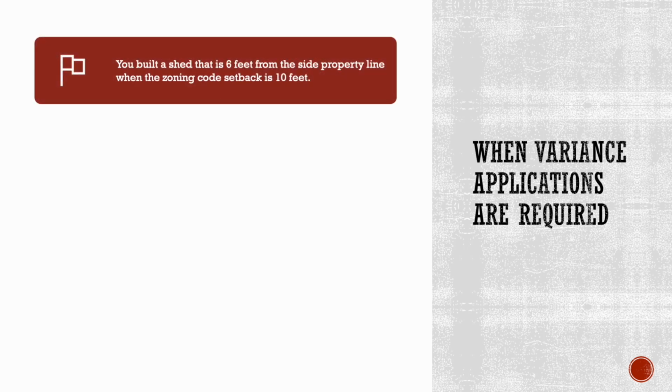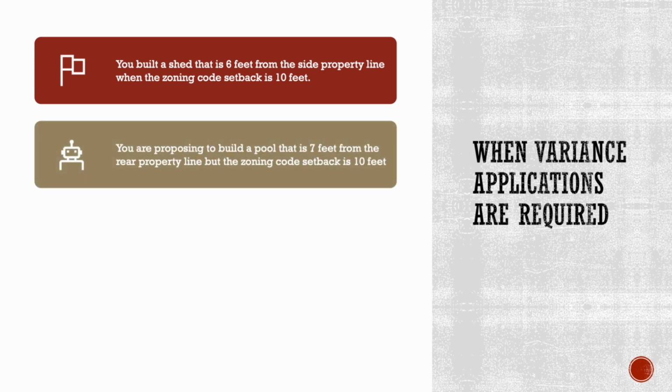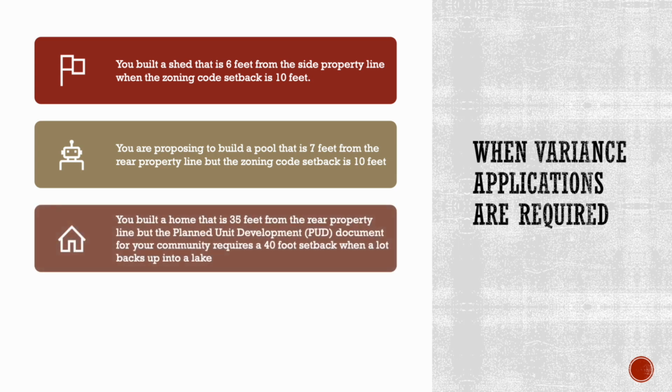Let's say you built a shed that is 6 feet from the side property line when the zoning code setback requires 10 feet. You are proposing to build a pool that is 7 feet from the rear property line, but the zoning code setback requires 10 feet. You built a home that is 35 feet from the rear property line, but the PUD document that governs your HOA requires a 40-foot setback when a lot backs up into a lake.